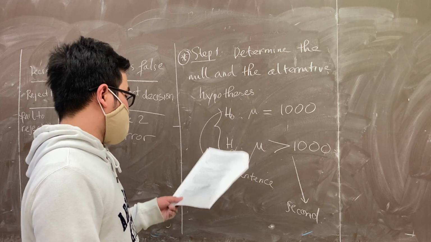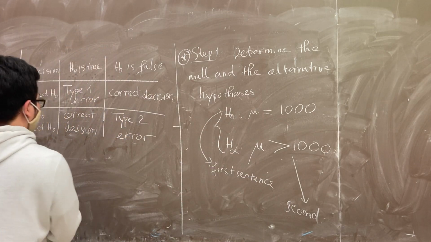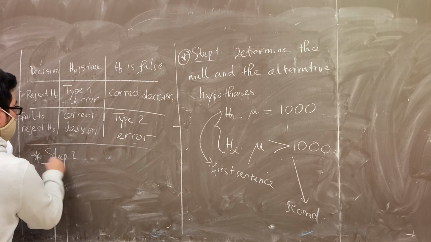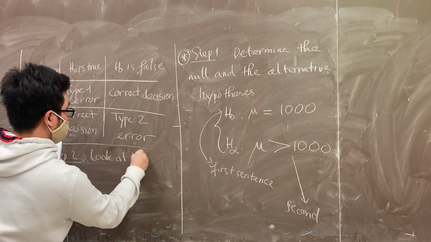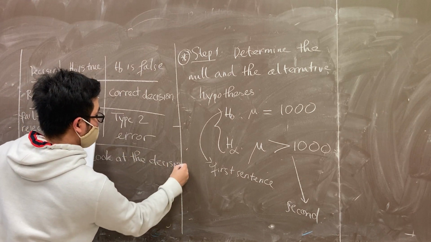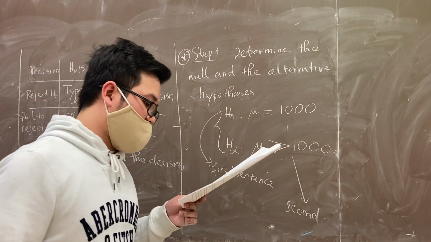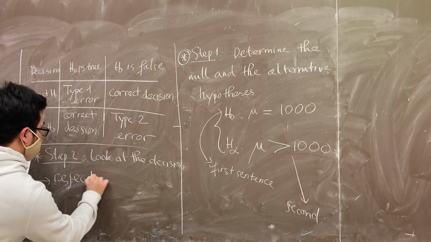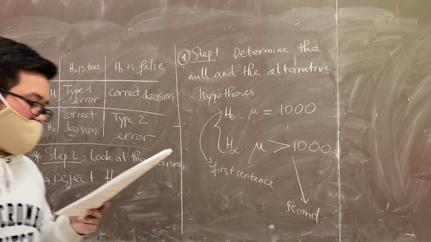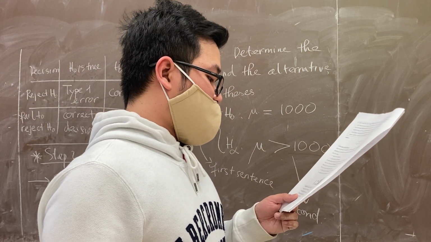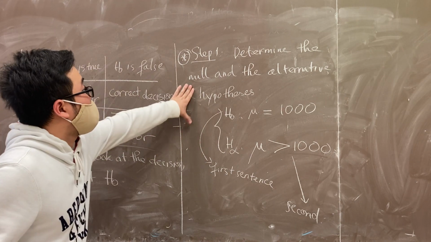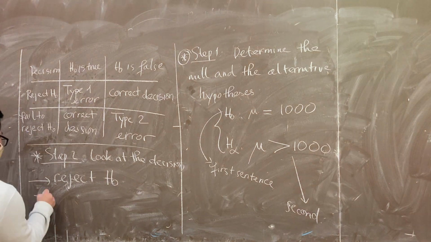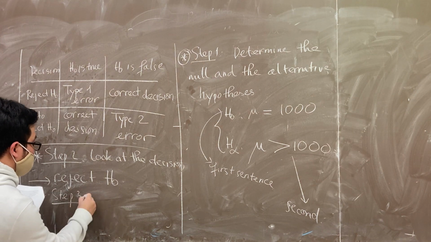And step 2, we will look at the decision. Okay, I write down here. Step 2, we will look at the decision. Okay, the decision here is he rejects the null hypothesis. Okay, he rejects the null hypothesis. Okay, that is the null and alternative hypothesis, and this is the decision. And step 3, we will check H0.